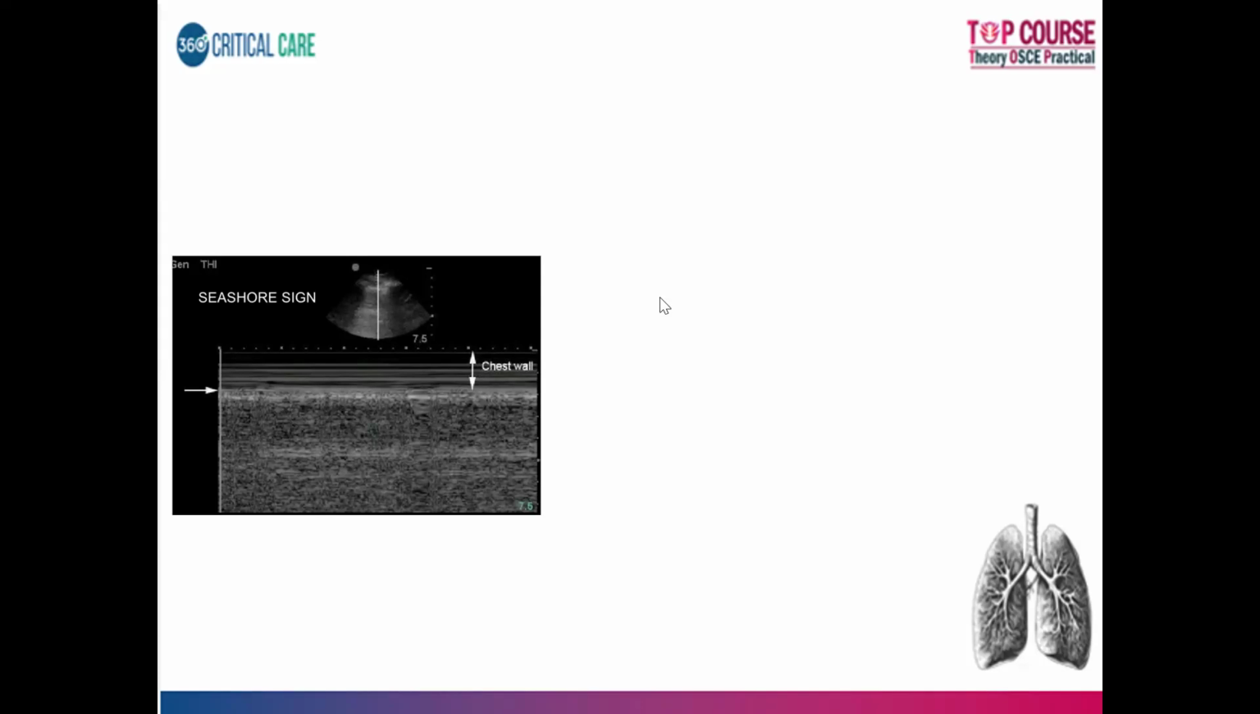Okay, so that is how they describe the seashore sand. The upper half responds to the chest wall, and the lower half responds to the lung parenchyma. So this is the normal lung. Normal lung, you have the seashore sign.